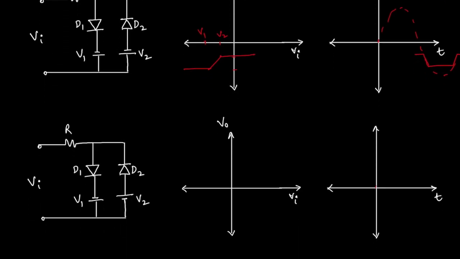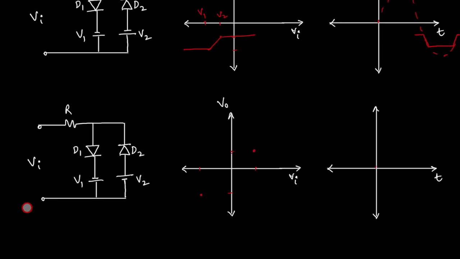Similarly for this, V1 is negative, so 3 volts, and V2 is 2 volts. Below this, there is a slope. Above this there is a slope, which means it will be like this. So what will be the output? Where there is a slope, here you have like this, and here there is a slope, so here you will have like this. Okay, so hope you have understood.